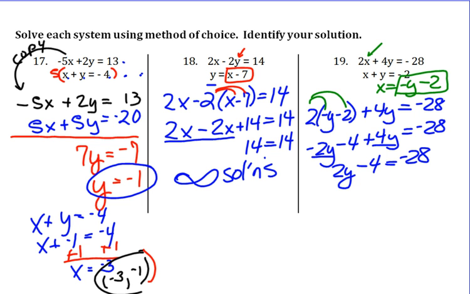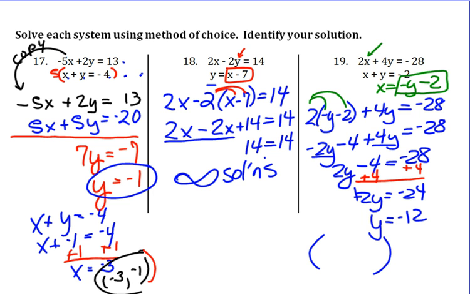And then I'm going to solve it real quick. Add 4 to both sides, 2y equals negative 24. Divide both sides by a positive 2. This is a positive 2, sorry. And I get y equals negative 12. So what I know now is my ordered pair solution is that the y is negative 12.